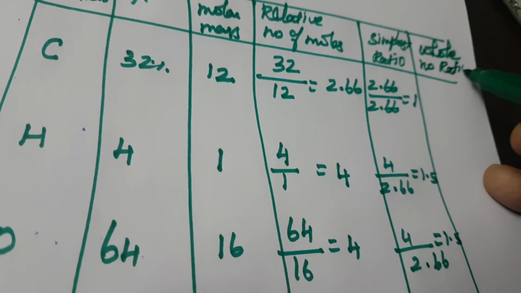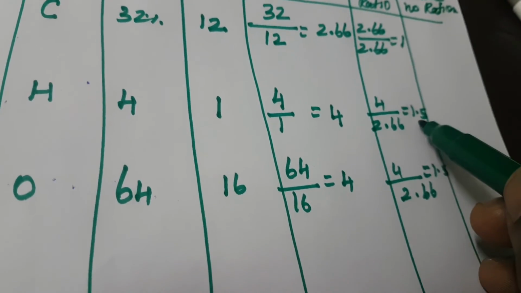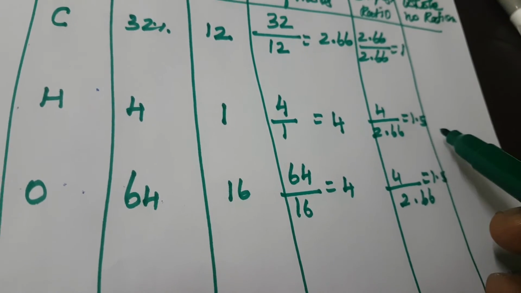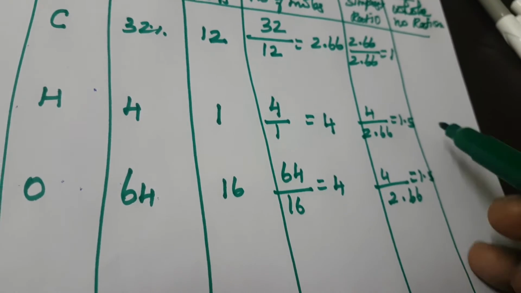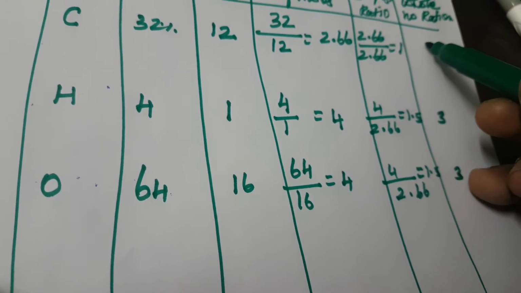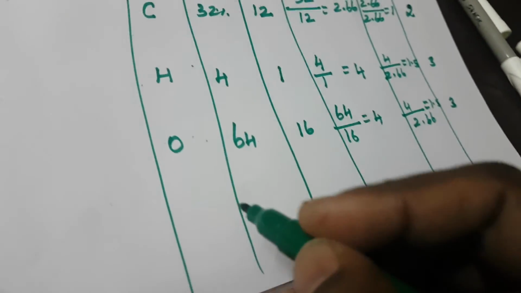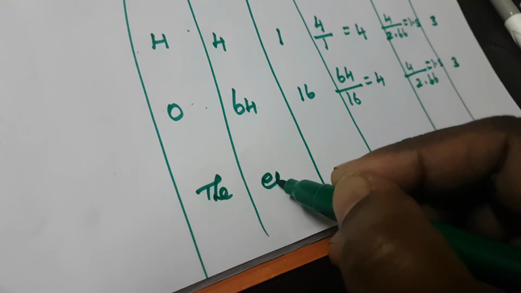Okay, whole number ratio. So how to calculate the whole number? 1.5 is multiplied by 2 to convert it into a whole number, which is 3. This is also 3, so you can multiply by 2. So 2, 3. So what is the empirical formula?